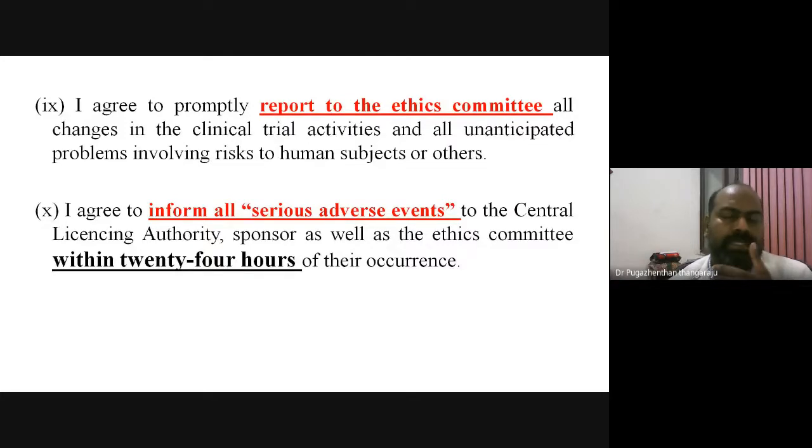Whenever you see something which was not mentioned in the protocol or which was not seen in the investigator's brochure, it is your core duty to report it to the institutional ethics committee, to take a decision with their help on whether you can change or go ahead with further continuation of the study. And you are also mandated to agree to inform all serious adverse events to the central licensing authority or the sponsors, as well as the ethics committee, within 24 hours of their appearance. So you need to sign this.